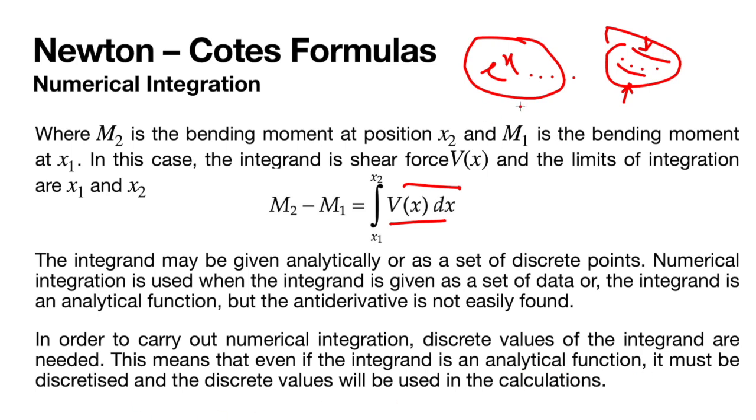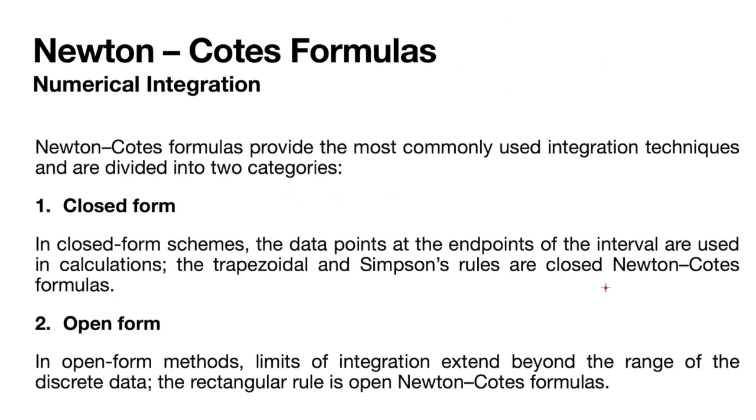If we have a complex function, we need to put in the values: 1, 2, 3. By putting in the values, what we are doing is discretizing the function to be used in our calculations.